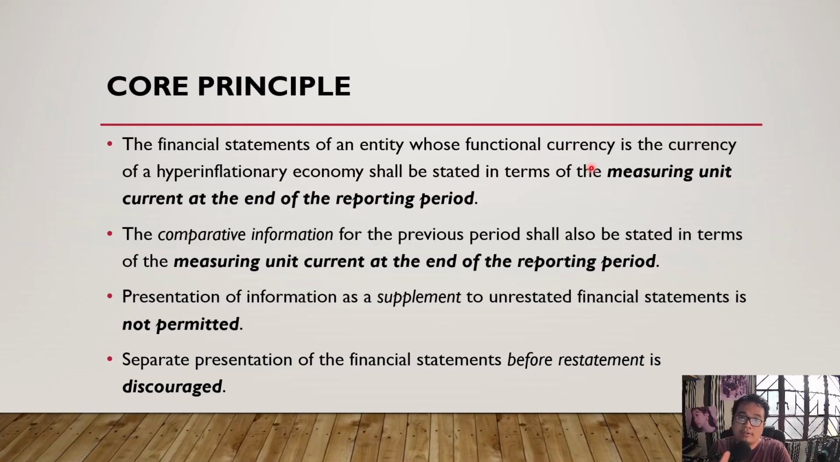So, kapag yung functional currency mo is the currency of a hyperinflationary economy, ibig sabihin, baka yung Zimbabwean dollar, o yung Argentinian, sa Argentina, o Venezuelan Bolivar, di ba? Pag yun yung functional currency mo, it will be stated in terms of the measuring unit. Ano ba itong measuring unit? Malalaman natin, at the end of the reporting period. May formula naman yan. So, the comparative information for the previous period shall also be stated in terms of the measuring unit current at the end of the reporting period.